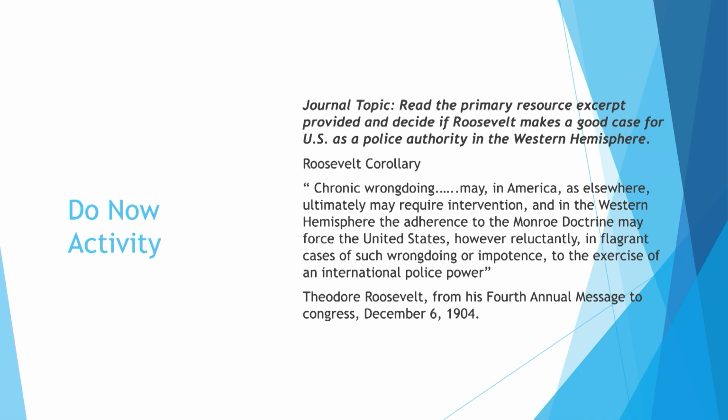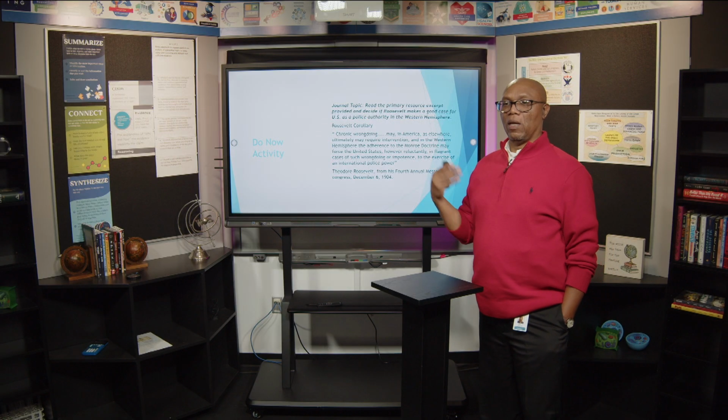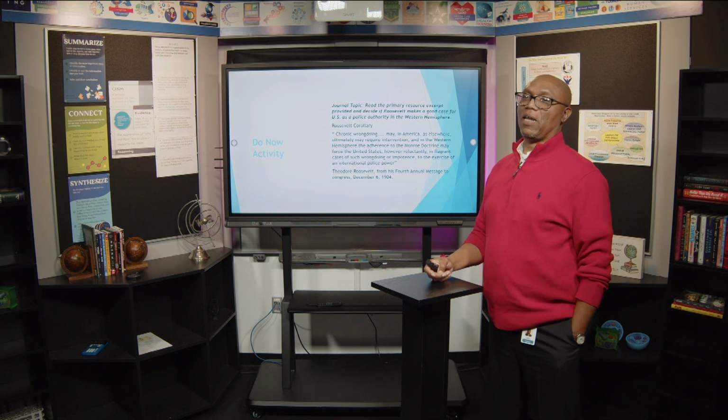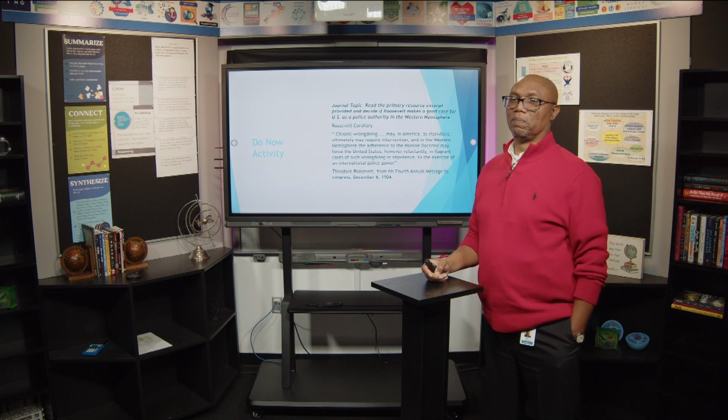This is an excerpt from the Roosevelt Corollary. It says, chronic wrongdoing may, in America as elsewhere, ultimately require intervention. And in the Western Hemisphere, the adherence to the Monroe Doctrine may force the United States, however reluctantly, in flagrant cases of such wrongdoing or impotence, to the exercise of an international police power. Theodore Roosevelt, from his 4th annual message to Congress, December 6, 1904. What we want you to do is take a few minutes in the do now activity and tell us what you think that means. We'll give you a little time to navigate there, and we'll see you in a few moments.